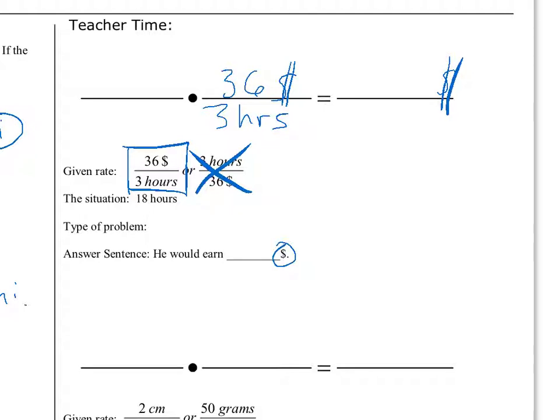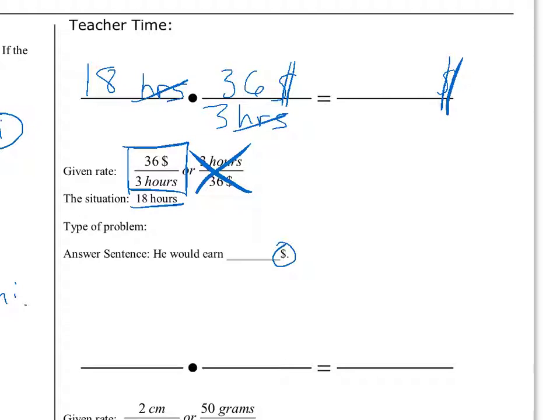Okay, so that gets me my dollars on top where they're supposed to be. However, I've got these extra units here on the bottom. What do I need to do to cancel this out? Brenda? Yeah, we're going to put in our situation, 18 hours. So our situation's always got to go in there somewhere, otherwise we've missed the entire point. This is what we were trying to find out more about. Here we see our hours cancel out with our hours.